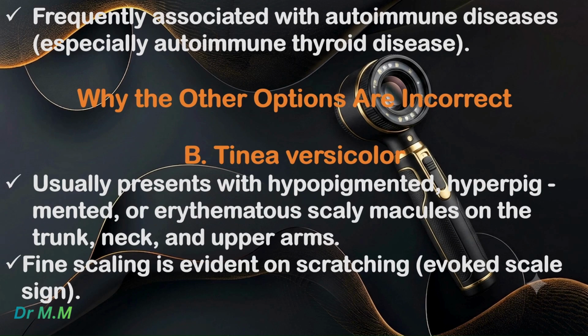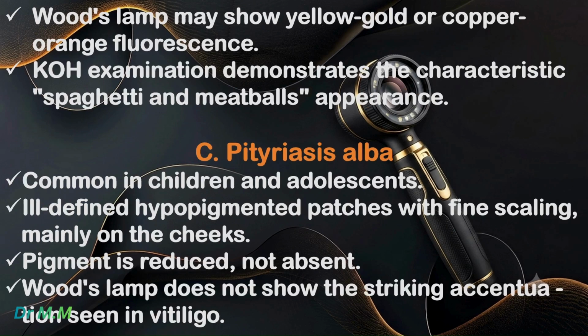B. Tinea versicolor. Usually presents with hypopigmented, hyperpigmented, or erythematous scaly macules on the trunk, neck, and upper arms. Fine scaling is evident on scratching, the evoked scale sign. Wood's lamp may show yellow-gold or copper-orange fluorescence. KOH examination demonstrates the characteristic spaghetti and meatballs appearance. C. Pityriasis alba. Common in children and adolescents. Ill-defined hypopigmented patches with fine scaling, mainly on the cheeks. Pigment is reduced, not absent. Wood's lamp does not show the striking accentuation seen in vitiligo.